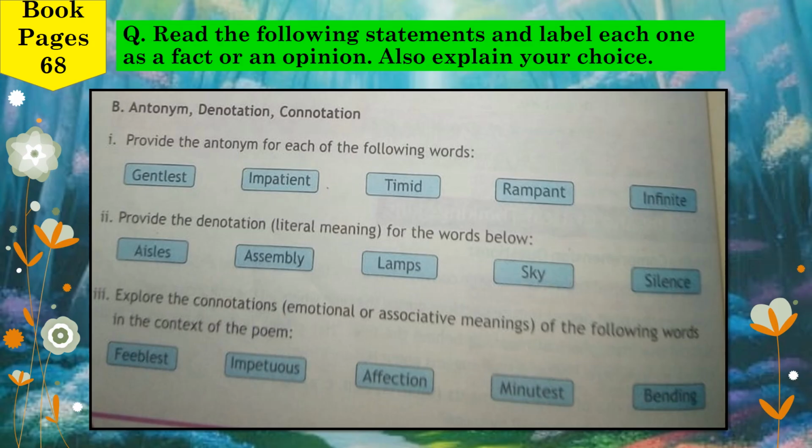First up, antonym. Next is denotation. And finally, connotation. Understanding these differences helps us read more deeply and write more clearly.